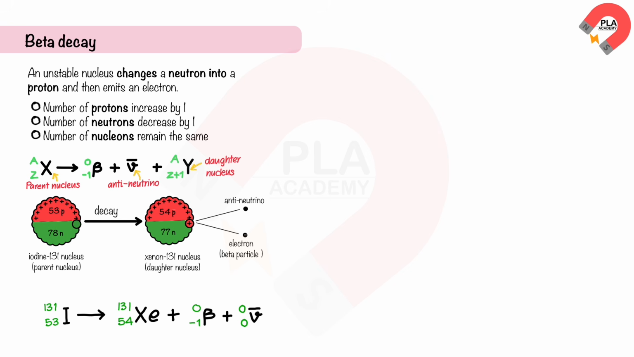During beta decay, the top numbers balance on both sides of the equation. 131 is equal to 131 plus 0, so the nucleon number is conserved. The bottom numbers balance on both sides of the equation. 53 is equal to 54 minus 1 plus 0, so proton number is conserved. A new element is formed, with an atomic number 1 more than before. The mass number is unchanged.